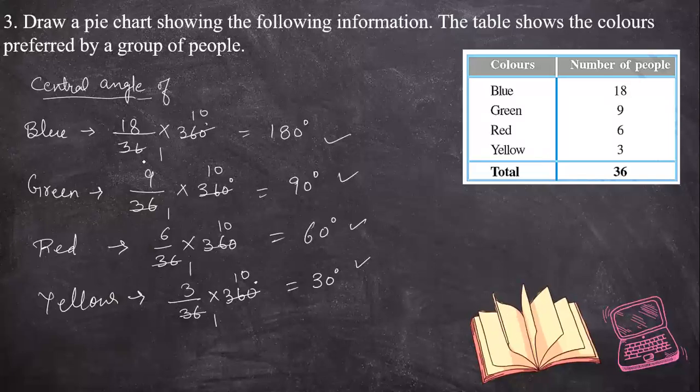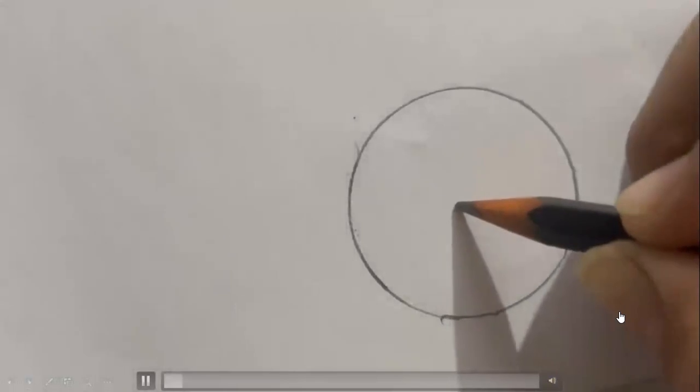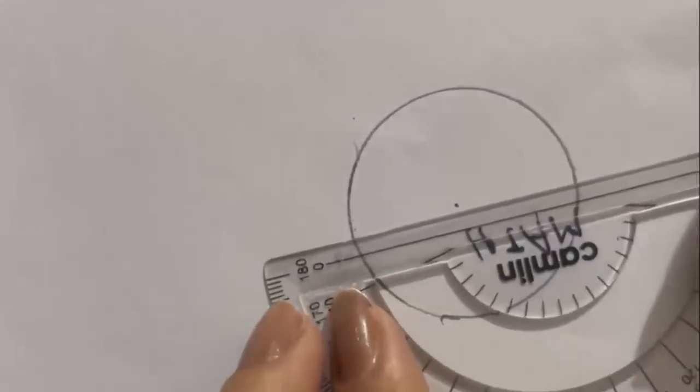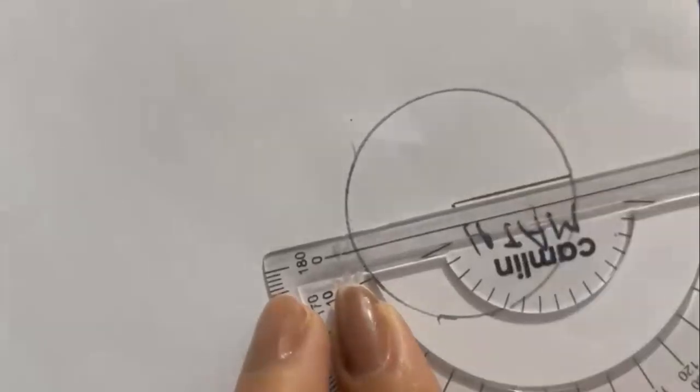This we first found the fraction, and from the fraction we calculated this central angle. Now let's see how to draw the pie chart. Yes, children. So fractions we have already calculated. We need to draw the pie chart. So this is the center. First of all, first step, as you know, we need to draw the radius. We have drawn the radius, and this line will work as baseline.